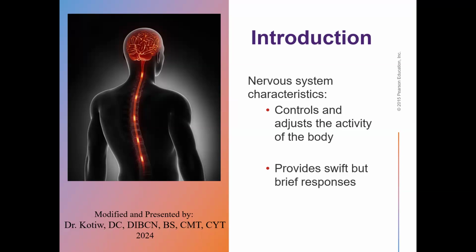The thing we want to remember the most is the brain and spinal cord is going to control and coordinate every single aspect of the body. It's going to control and adjust every single activity of the body and provide swift but brief responses.